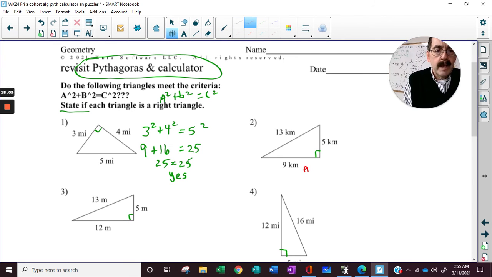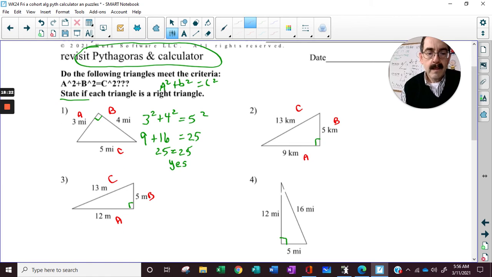We got our A, our B, and our C. Try each one.